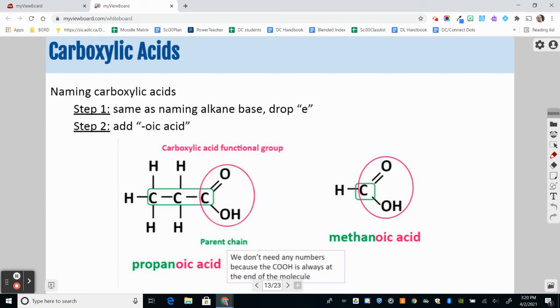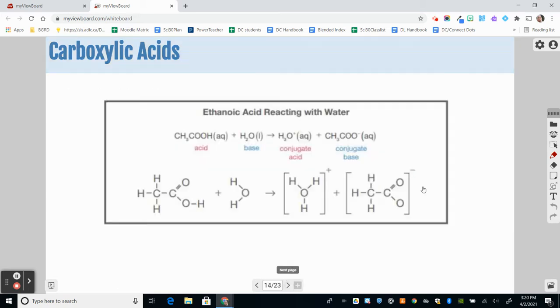Alrighty, so naming carboxylic acids. Actually, I'm just going to pop over here. You might have remembered this. Here's an example of ethanoic acid reacting with water. The last hydrogen at the end of the COOH is what is going to be donated to the base. The ethanoic acid is left without that hydrogen and with a negative charge, because you're donating the proton to the water.